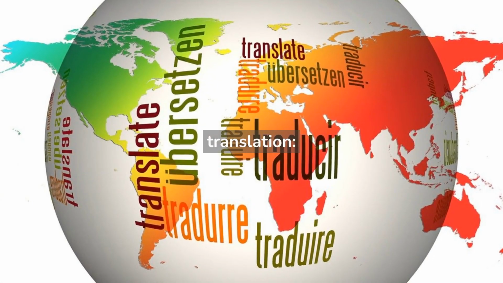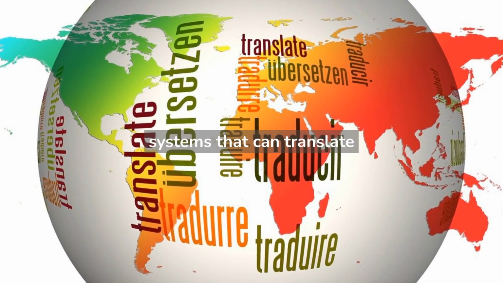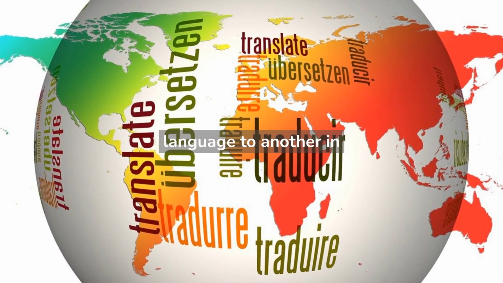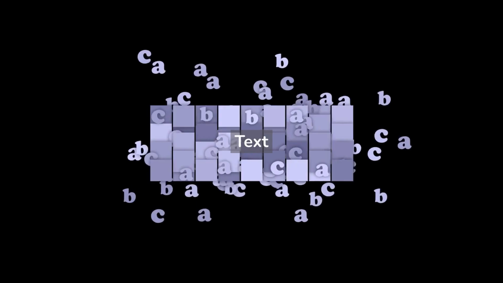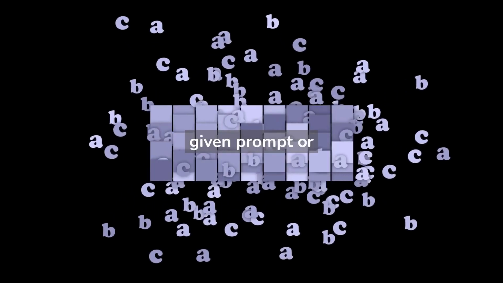Language translation. GPT Chat can be used to build machine translation systems that can translate text from one language to another in real time. Text generation. GPT Chat can be used to generate text that is similar to a given prompt or input. This can be used to create content for websites, social media posts, and more.